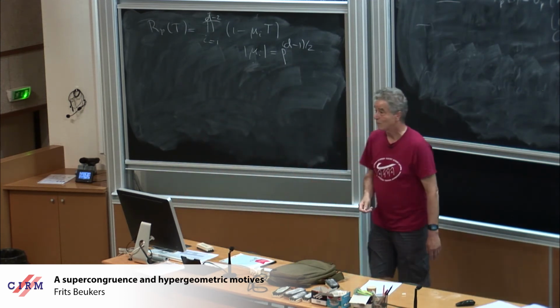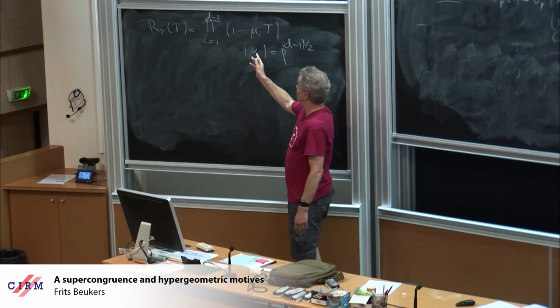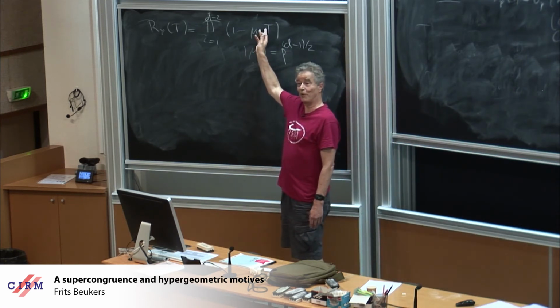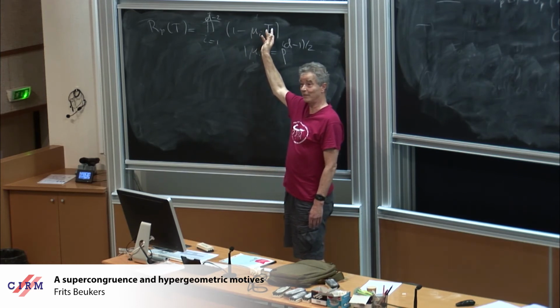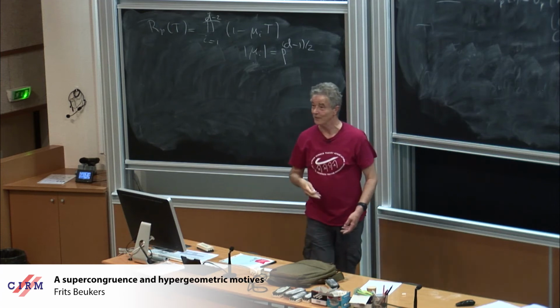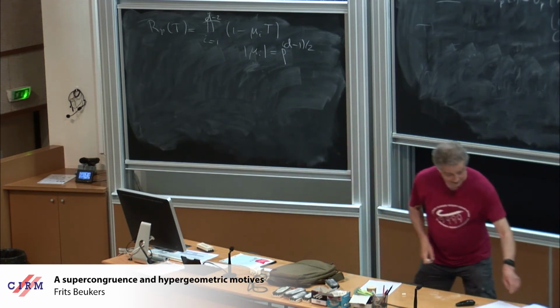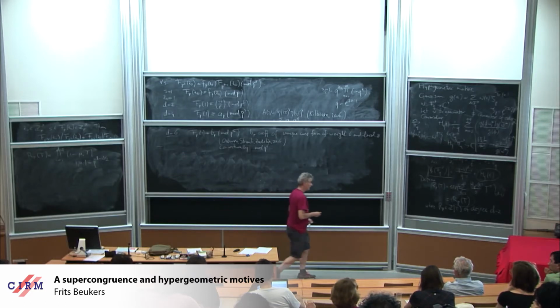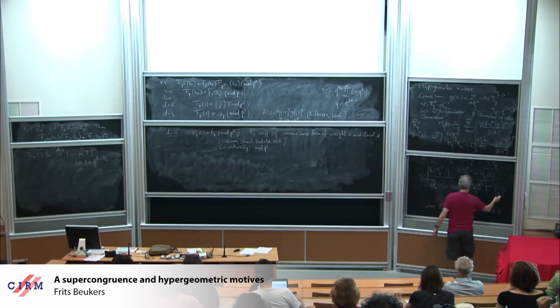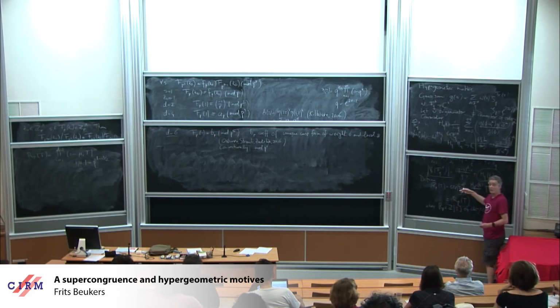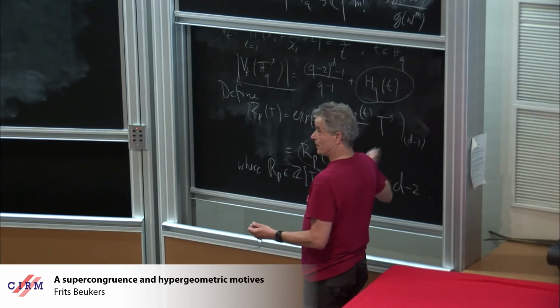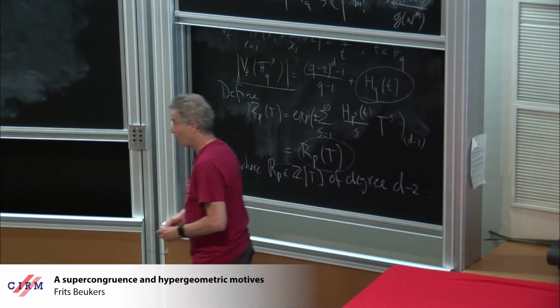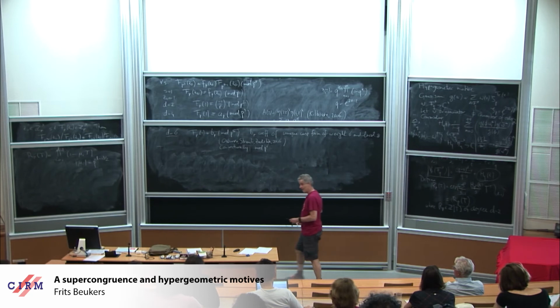By abuse of language, I will call these mu_i's the zeros of this polynomial, even though the T should be over there in order for this to qualify as a polynomial, but I'll just abuse language in this sense. And maybe I should say what this little twiddle here means. Actually, there's an extra factor of a weight which is different from d minus 1, which I ignore, and I do this by introducing this. So I keep the weight d minus 1 part, and that's that thing over there.